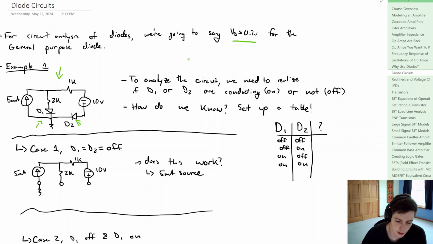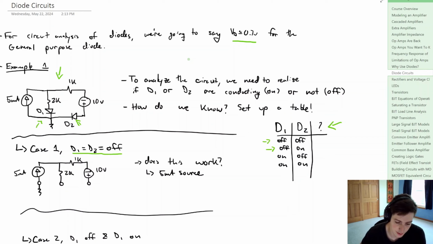Well, we need to realize that D1 or D2 can be conducting or non-conducting because it's a semiconductor. So we can say they're either on or off. But how do we know which one's on and which one's off? Well, we have to set up a table. So pulling a parallel from the logic course, we're going to set up a Boolean-like table here where we have four combinations or states for the circuit. So we can start with the first case.